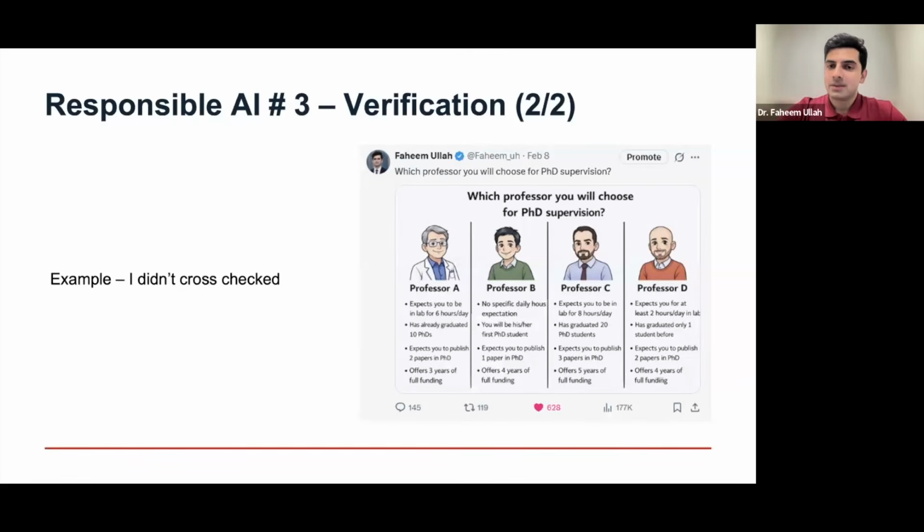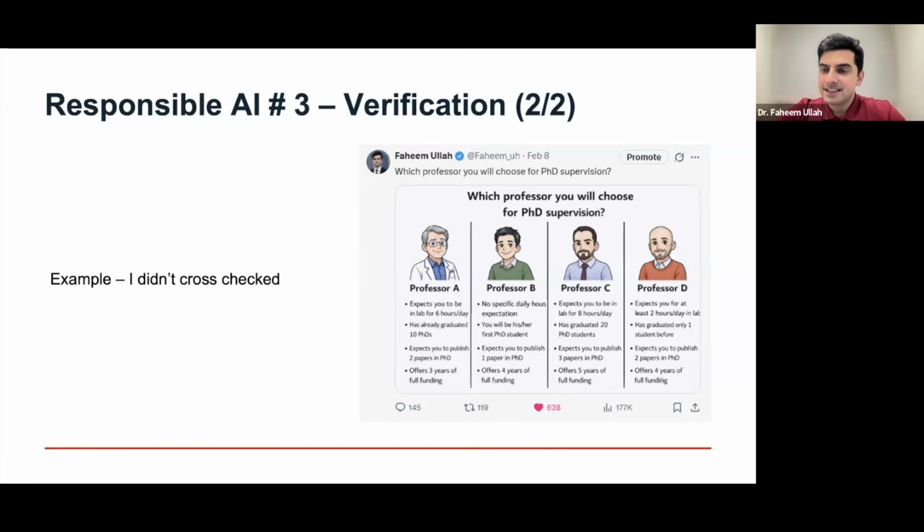And when I put this post out, there was a lot of criticism on the avatars. Why do these professors look like this? From the gender perspective alone, there is no diversity, right? And when I looked at it, I was like, wow, yeah, that seems to be the case, right?